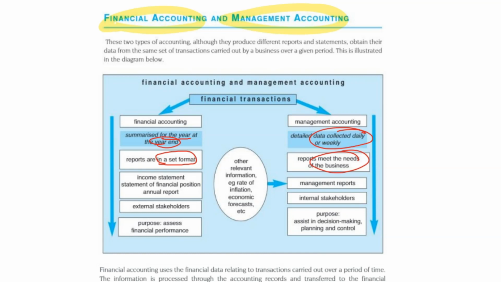Income statements and financial position are in the annual report. This is called a management report, which could be weekly or monthly. External stakeholders are the users, like outsiders, such as government and even the customers and HMRC. Internal stakeholders are the users of your management accounts, like owners, managers, directors and so on.